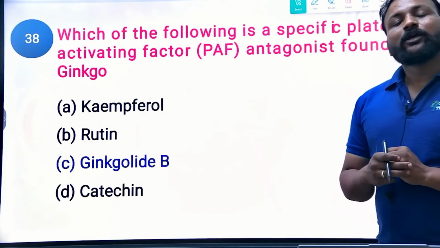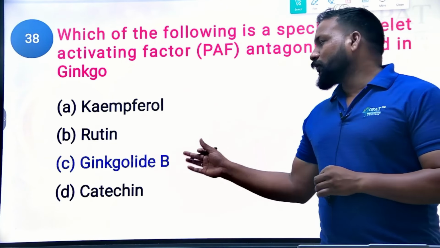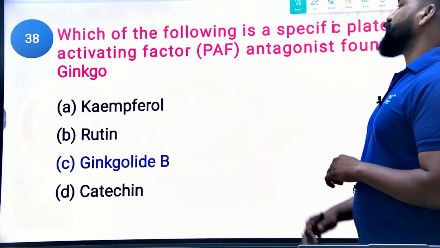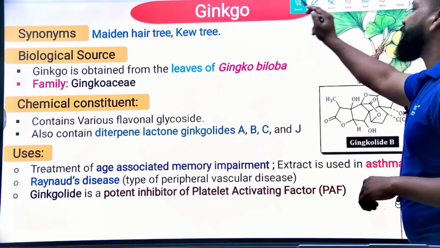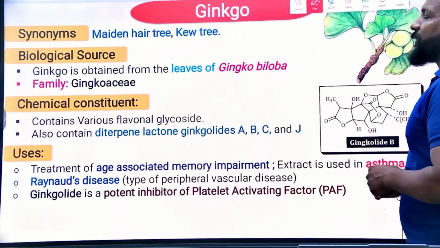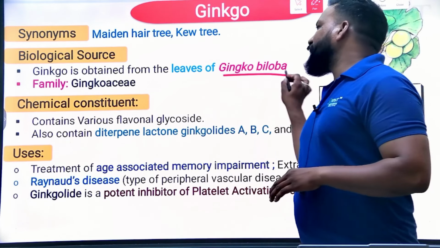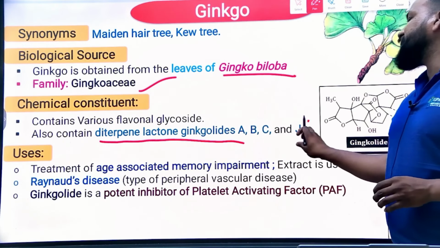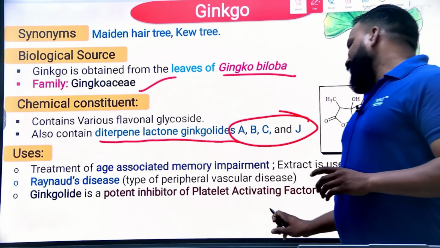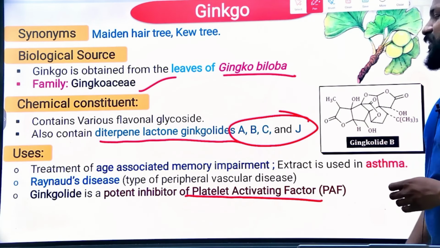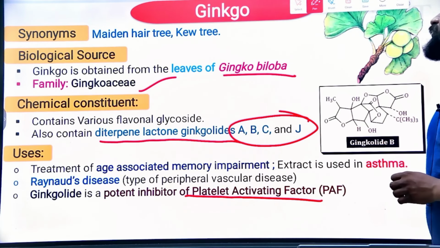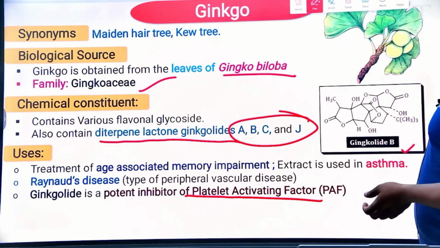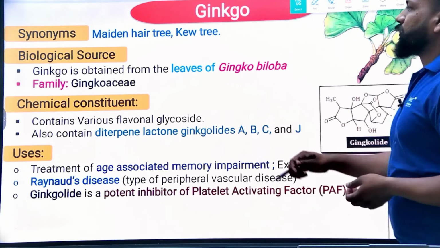Ginkgo biloba, Ginkgoaceae family, ginkgolide. Rutin is from Ruta graveolens and catechin is from Acacia catechu, black catechu. So yes, ginkgo biloba, the biological source is obtained from Ginkgo biloba, family Ginkgoaceae. It contains diterpene lactones, ginkgolides A, B, C, and J. But this platelet activating factor inhibitory activity is due to ginkgolide B. Yes, and it is used in asthma treatment. Okay, ginkgolide B. Come on, yes.